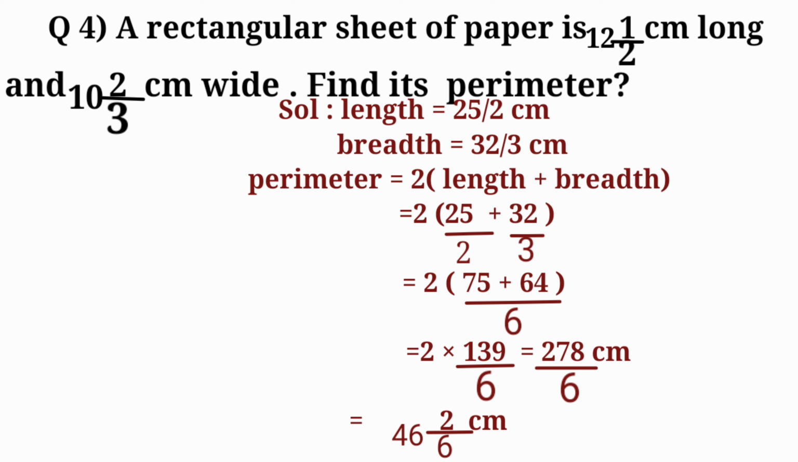rectangular sheet. But students, if the question is in mixed fraction, let's take out this answer also in mixed fraction. How will we convert it into mixed fraction? We'll divide, and if we divide, we'll get 46 2 upon 6 centimeter. So this is the perimeter of the sheet.